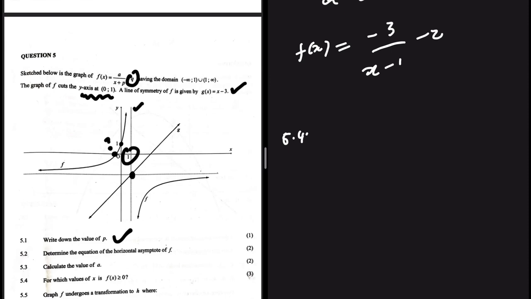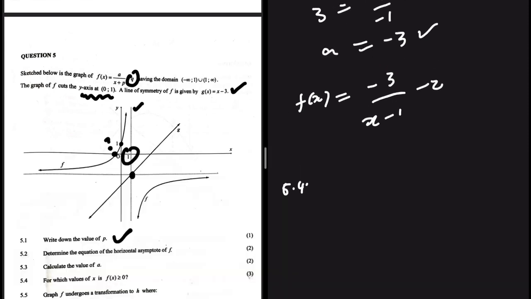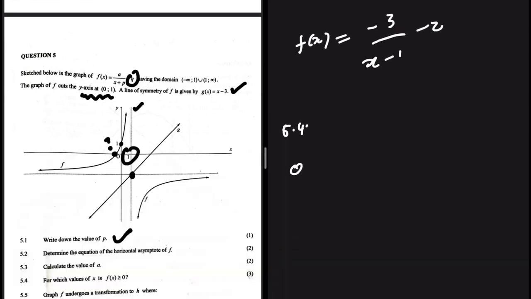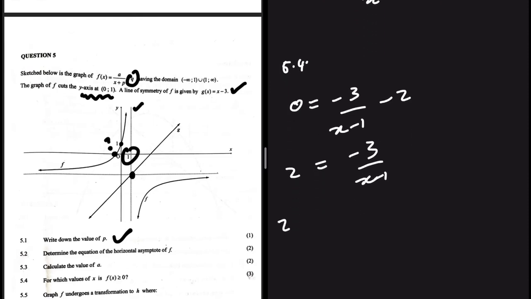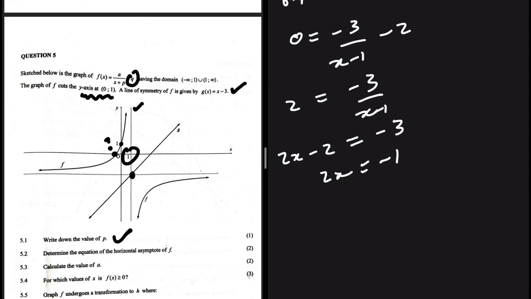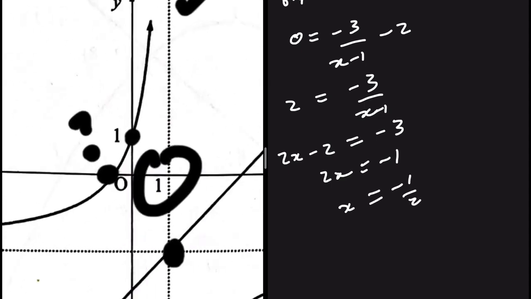Let's take a look. F of x, we need it to be equal to 0. So we have 0 being equal to minus 3 divided by x minus 1, minus 2. So 2 is equal to minus 3 divided by x minus 1. Okay, so 2x minus 2 is equal to minus 3. So 2x is equal to minus 1. So x is equal to minus 1 over 2. So the value of x at this point where it starts becoming positive is minus 1 over 2.